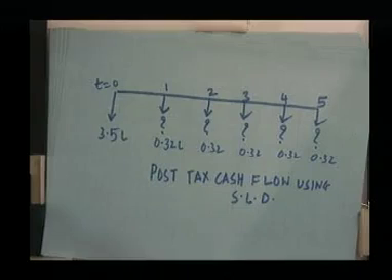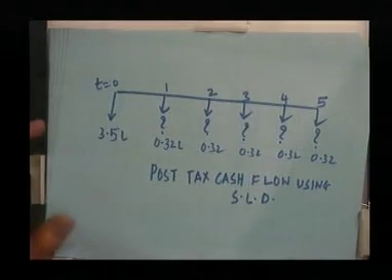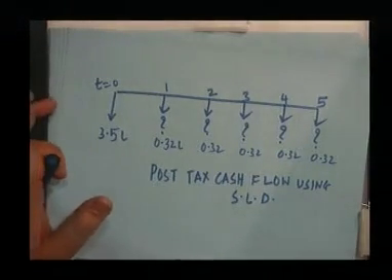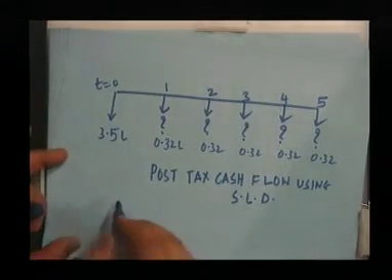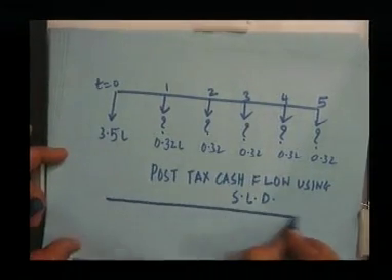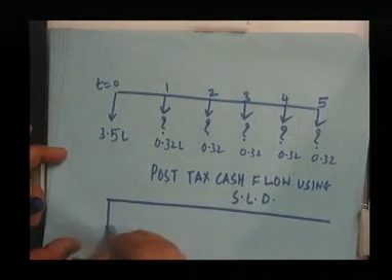Yes. Fine. Now, on the same line, please try to work it out with the sum of years digit method and double declining balance method. I will give you the answer. You can just note it down from here.